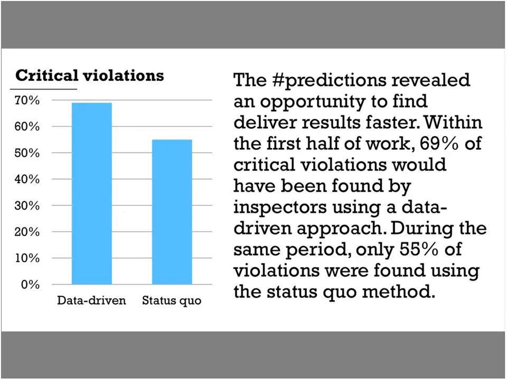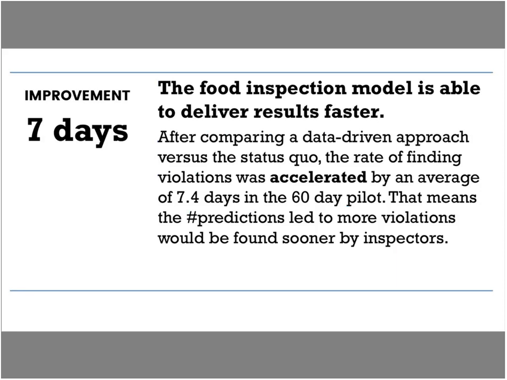But what we found with the data-driven model, the predictive model, is that nearly 70% of the violations were found in that first half. That is to say, it worked, that we're finding the critical violations earlier. We were prioritizing correctly. Another way to express that is that over the course of a 2-month period, we were able to find critical violations 7.4 days earlier, just a little over a week earlier. That's a week earlier over an 8-week period. And so that's a significant improvement in the speed that we're able to find critical violations.